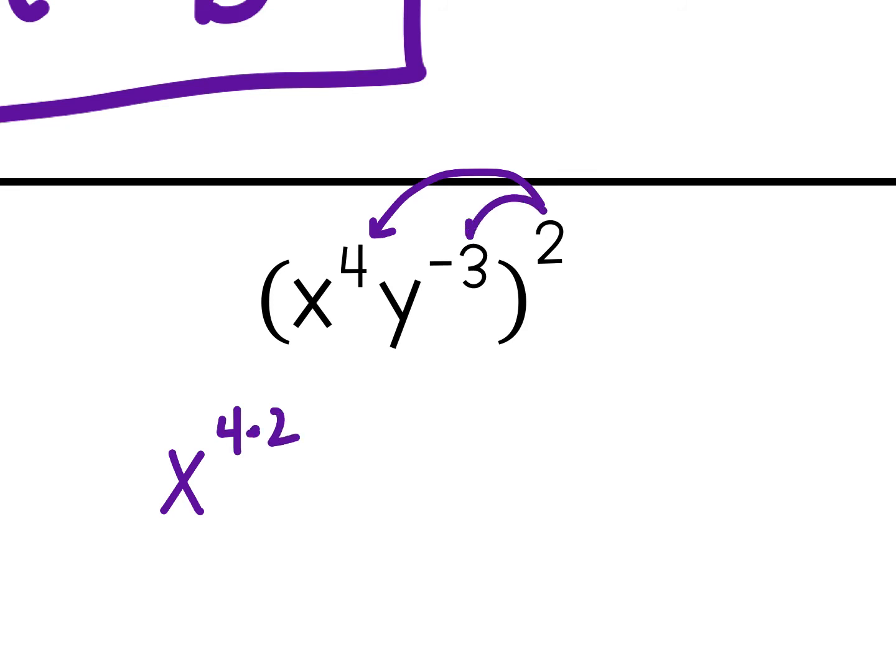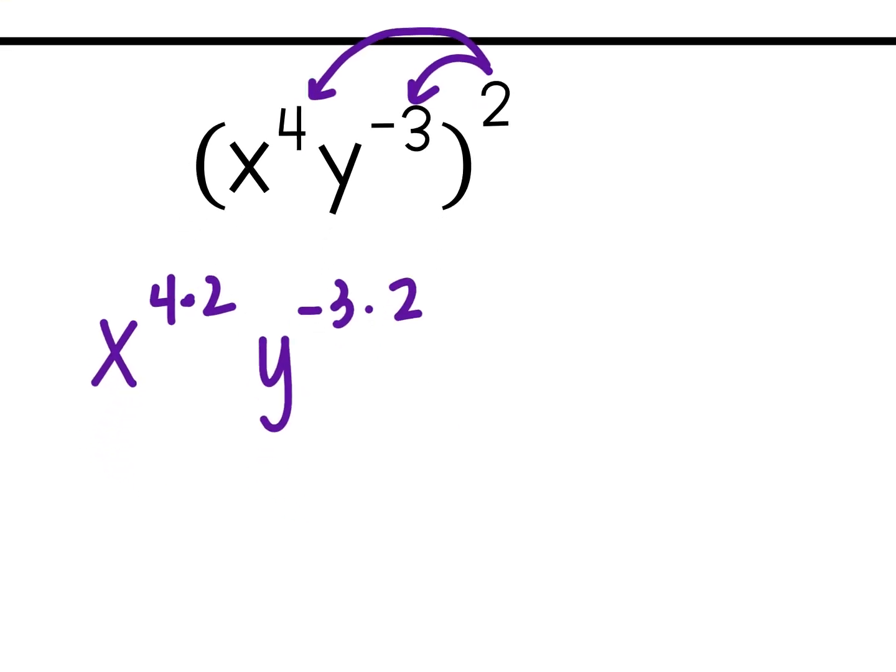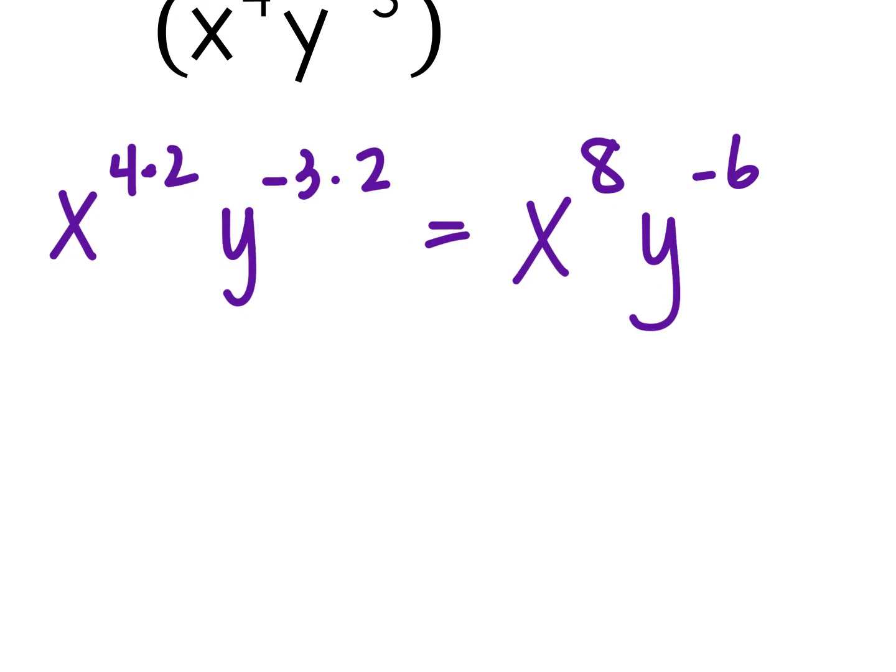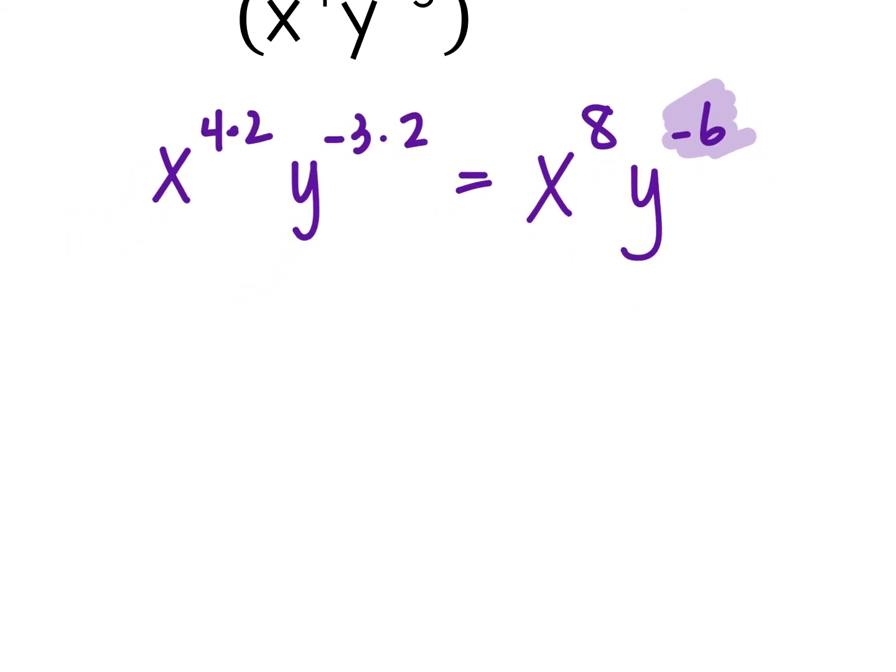And then it needs to go to the y. So y to the negative 3 times 2. When I do this math, it would give me x to the 8, y to the negative 6. And then just like before, because I have that negative exponent, I'm going to need to move that to the bottom. So this would really turn into x to the 8th power over y to the 6th power.